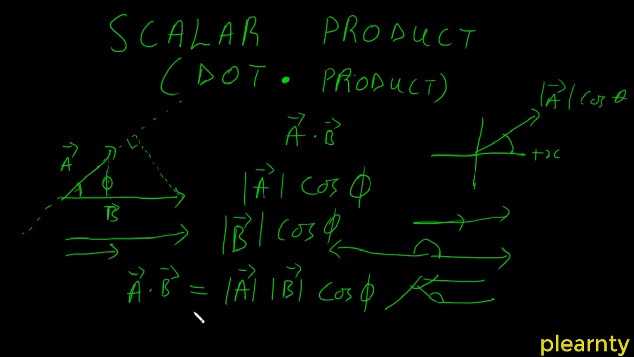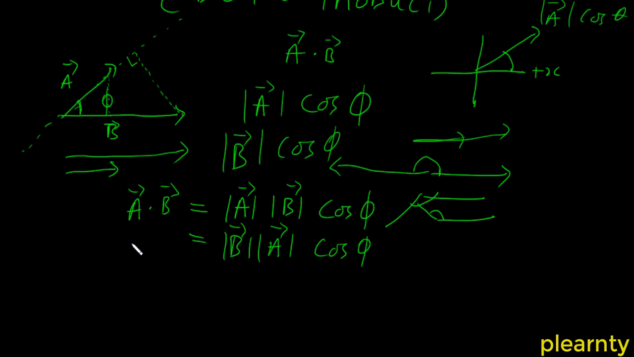And you can rewrite this as B A cos phi. So you will still get the same answer. So A dot B is the same as B dot A. You are going to have the same answer.